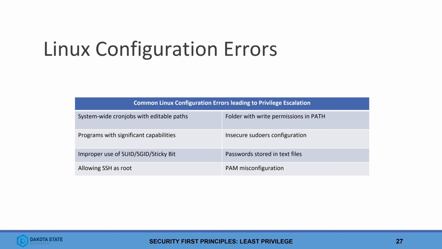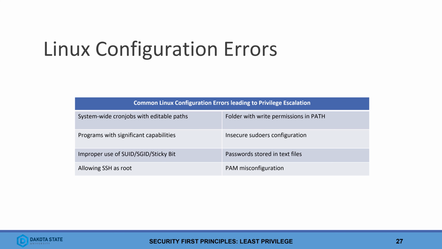Programs with significant capabilities can be security issues. We discussed capabilities earlier in this lecture. Improper use of SUID, SGID, or sticky bit, as we also discussed earlier in this lecture. Make sure if you are setting these bits on programs that you know what the program does and why you need it to run as a different user. If you SUID or SGID something to run as root and that program can drop a user to a shell, that will drop them to a root shell.